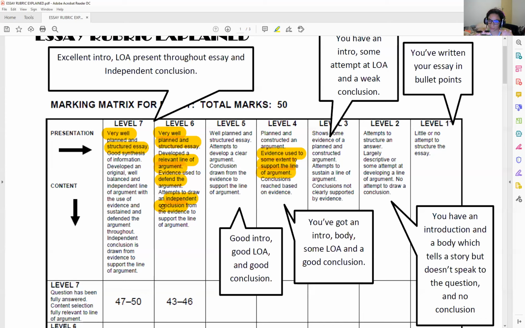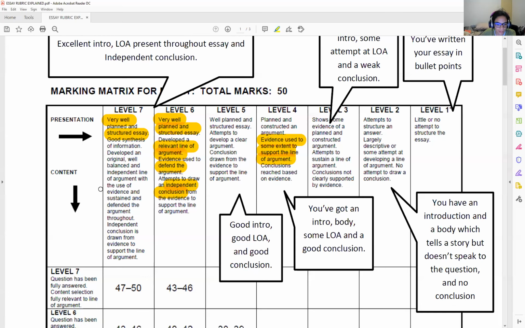Like, you can see that I was on my way there, but I kind of lost the plot halfway through. Of course, if I had written down an actual conclusion to this Goldilocks question, I'm sure I could have gotten a really, really brilliant one. But because I'm just speaking off the top of my head, it becomes an attempt to draw an independent conclusion. So I can see that I'm using evidence from my argument in my conclusion, but it's not quite there yet.